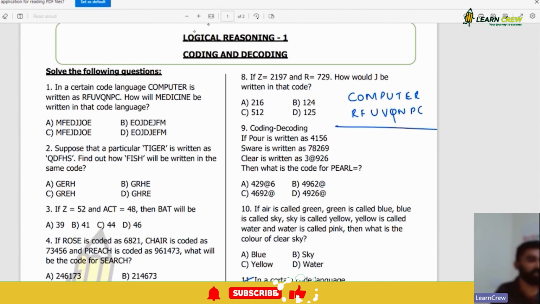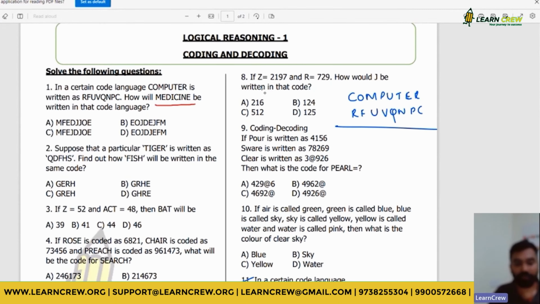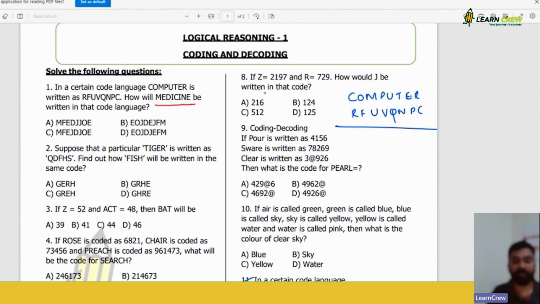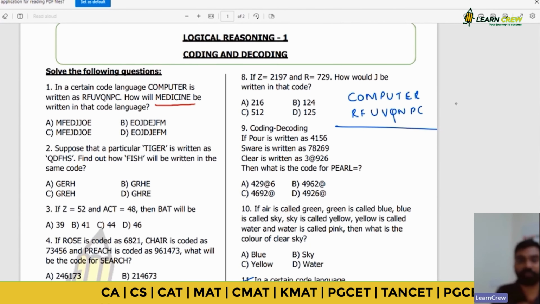Fine. Okay. So this is what it is written as. Now they're asking how medicine will be coded in that language. What do you observe here? COMPUTER is written as R, F, U, V, Q, N, P, C. How do you think it is written? How did you get this code?